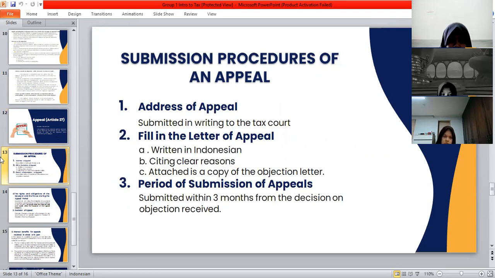The second, contents of the letter of appeal, written in Indonesian, citing clear reasons. Attached is a copy of the objection letter. The third, period of submission of appeals. Submit within 3 months from the decision on objection being received.